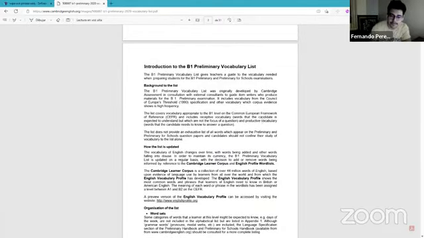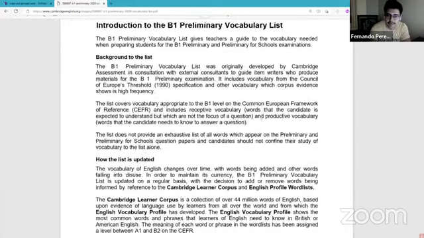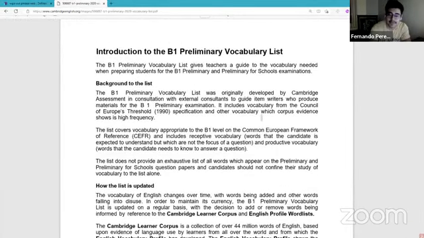Okay, let's read this document together. All right, help me, Elsie. Let's start reading this section. Introduction to the B1 preliminary vocabulary list. The B1 preliminary vocabulary list gives teachers a guide to the vocabulary needed when preparing students for B1 preliminary and preliminary for schools examinations.